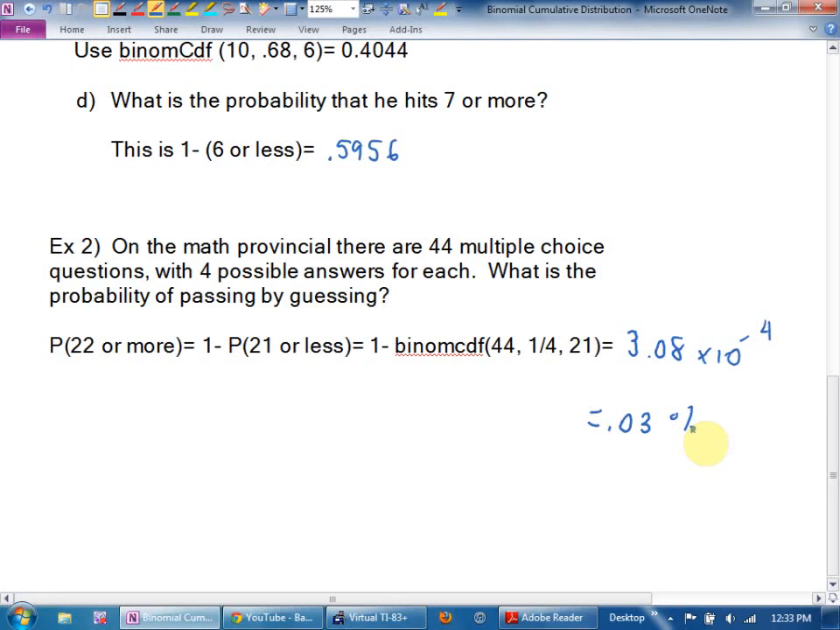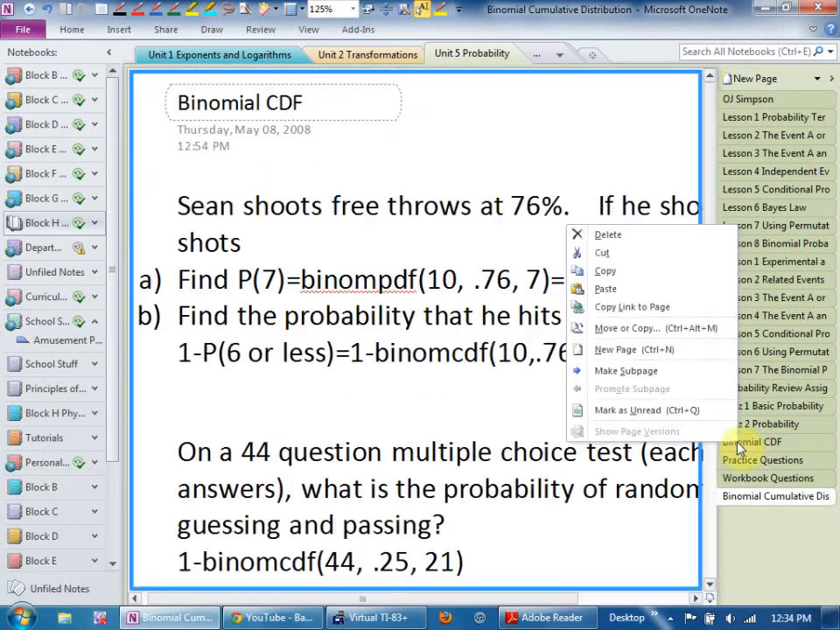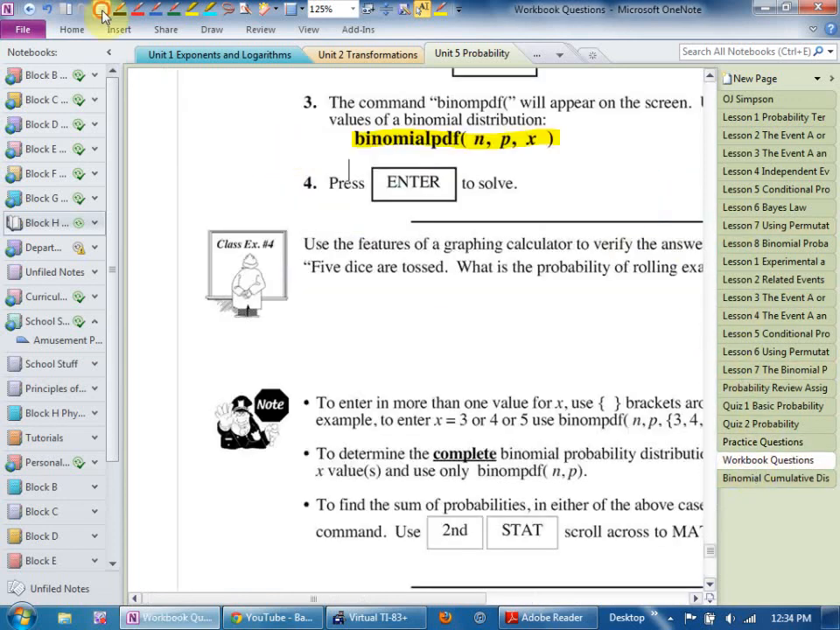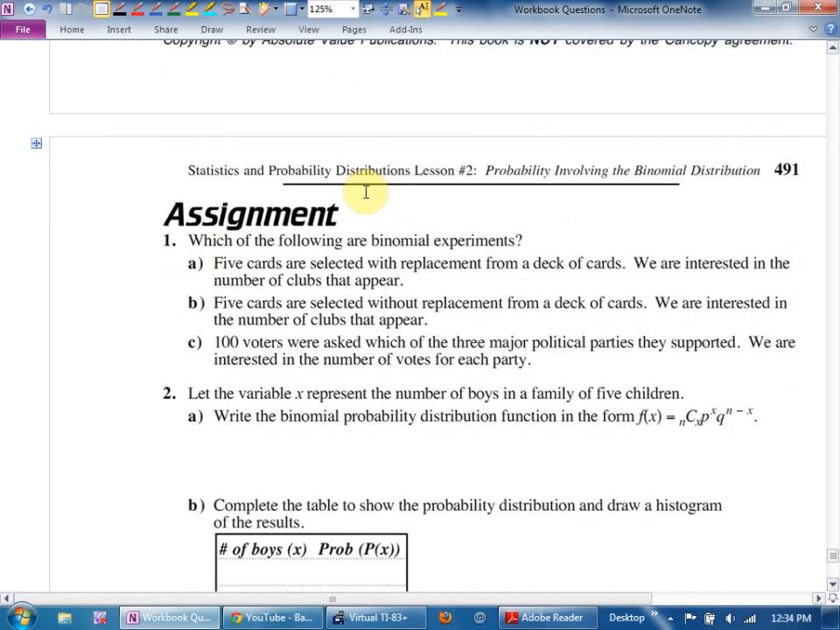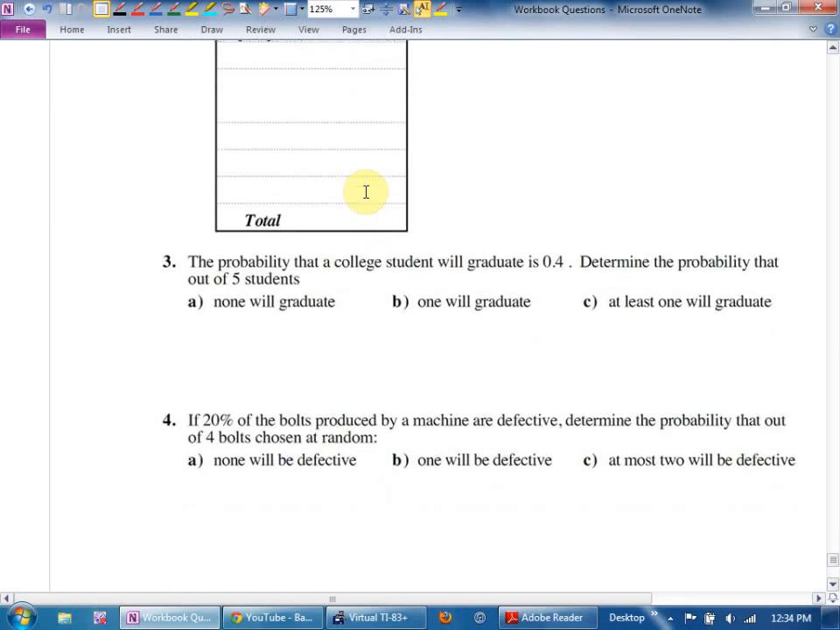Okay. That all right? Binom CDF and binom PDF. And we're done probability. I've got a couple more neat nerdy things that I'll talk about. But what's your homework? Got it written down? If you go to page 491, homework number 3, number 4. Oh, by the way, what if I wanted to figure out the odds of Brett hitting between 3 and 7 shots?